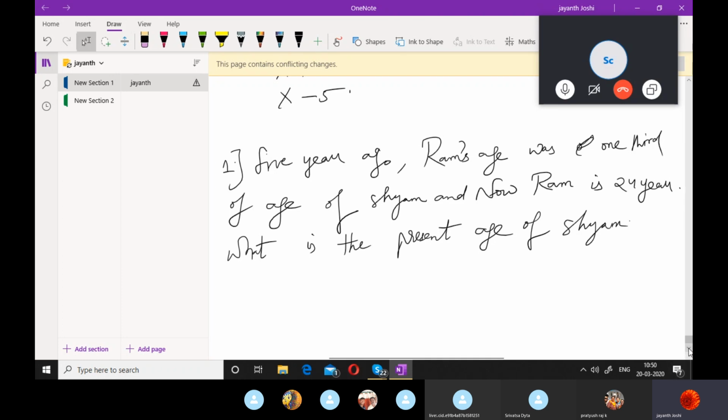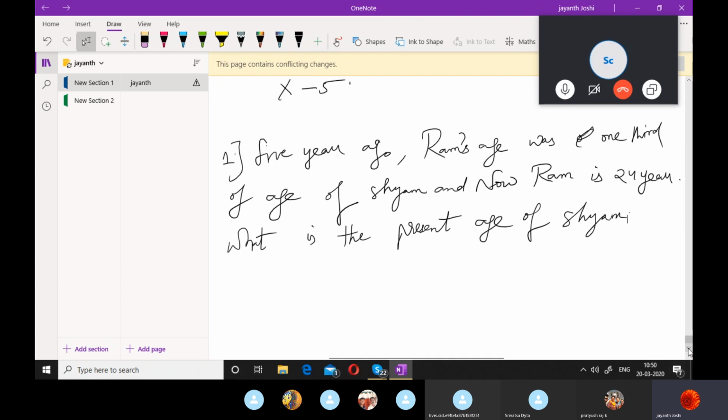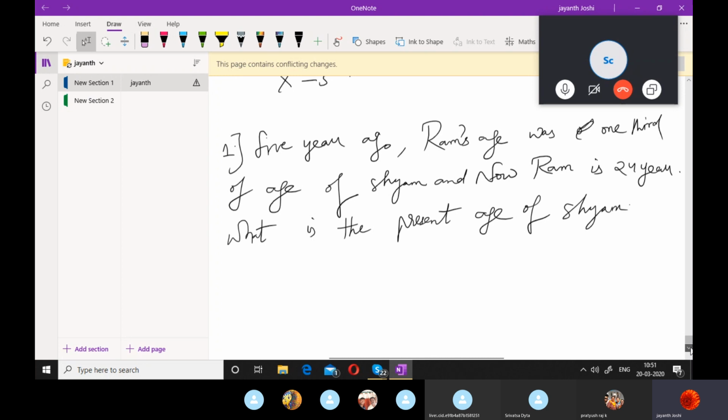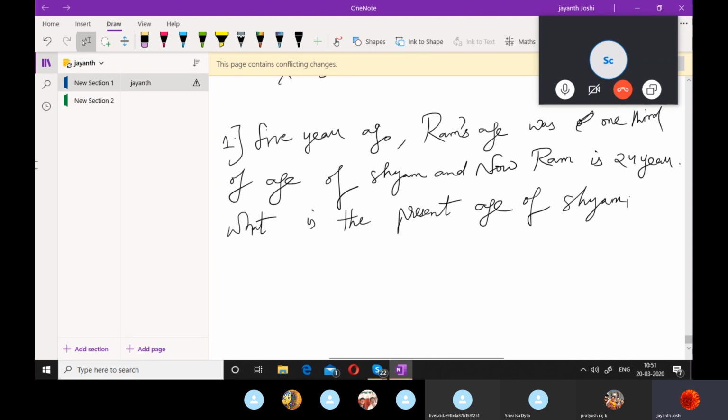So the question is very clear. 5 years ago, Ram's age was 1/3 of the age of Shyam. And now Ram is 24 years. What is the present age of Shyam? So how to solve this question? Please understand, it's a very easy question. We don't know what Ram's age is, but we have got a small hint that Ram's age was 1/3 of the age of Shyam.